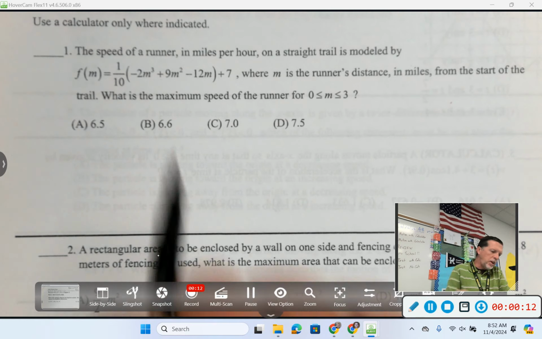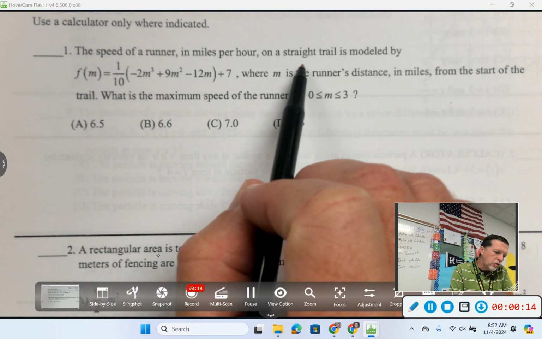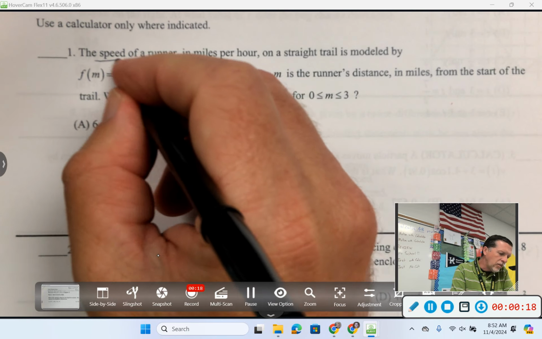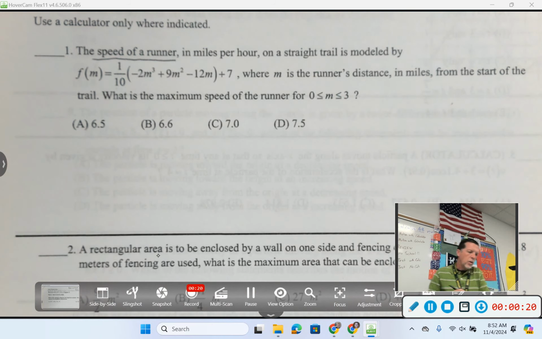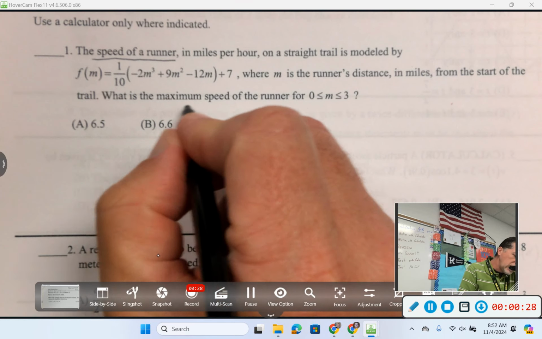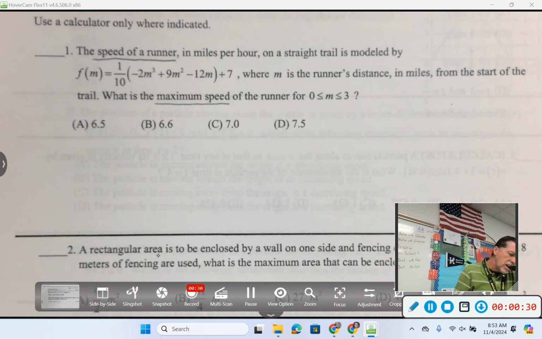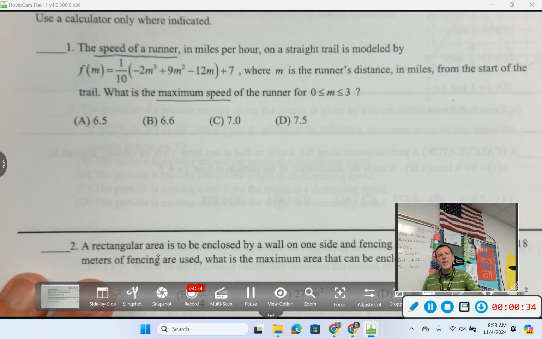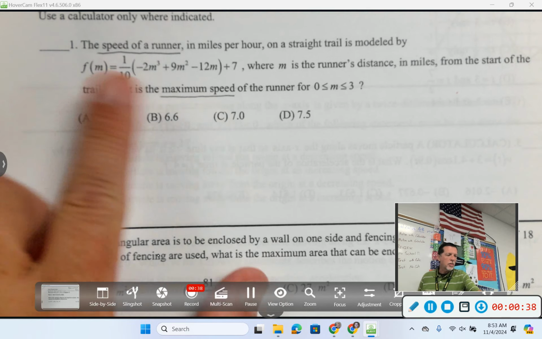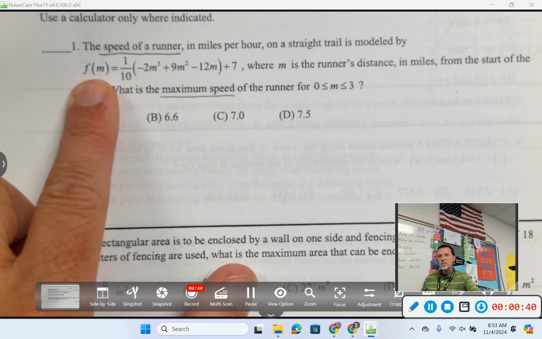Number one, the speed of a runner on a straight trail is modeled by this. Be careful. This is the speed, where m is the runner's distance in miles from the start of the trail. What is the maximum speed? Use a calculator only where indicated. So I guess I don't have a calculator for this. A lot of words, but I want the maximum of this function.